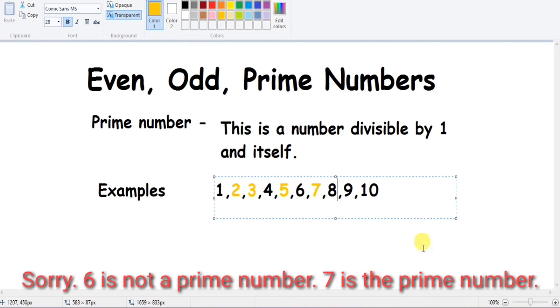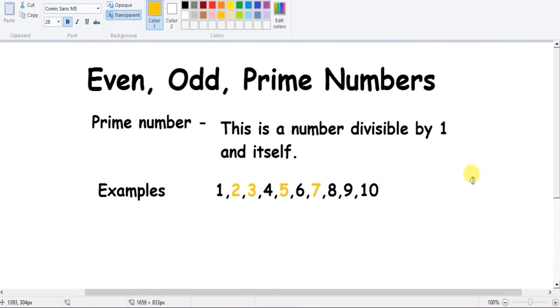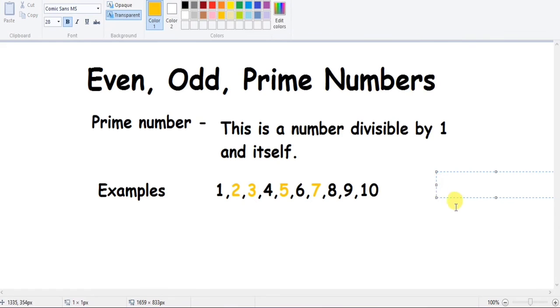Okay, so let's do some exercises. Let me show you some exercises. See if you can figure out which ones are prime numbers. Let's start with 11. What do you think? Do you think 11 is a prime number or not a prime number? It is a prime number, because the only numbers that can be divided into it are 1 and itself.